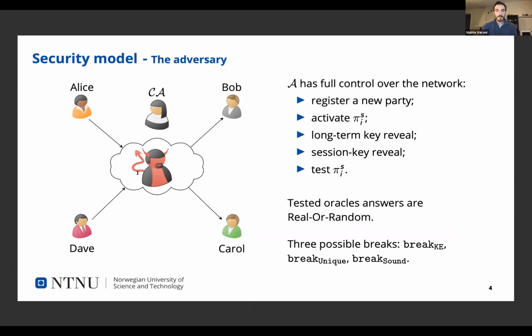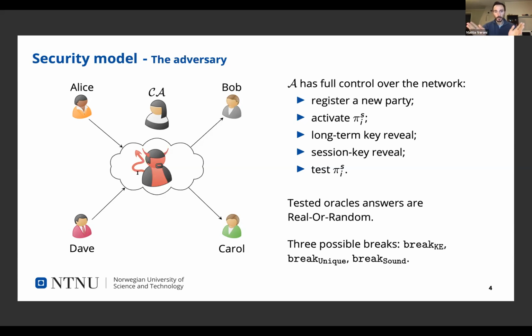So we give the adversary quite a lot of power. It can register new parties and it can activate oracles, because each party in the protocol is represented through a set of oracles, one for each session it can participate in. And it can reveal long-term keys, it can reveal session keys, and in the end, it can test oracles. So this tested oracle will output either a real key or a random key according to an initial bit, which was tossed at the beginning of the simulation.